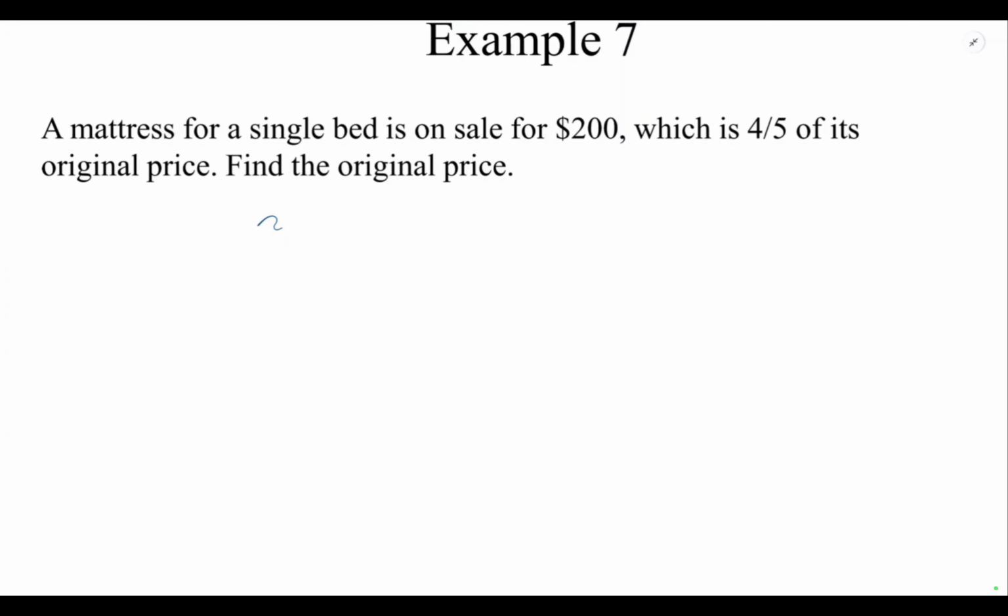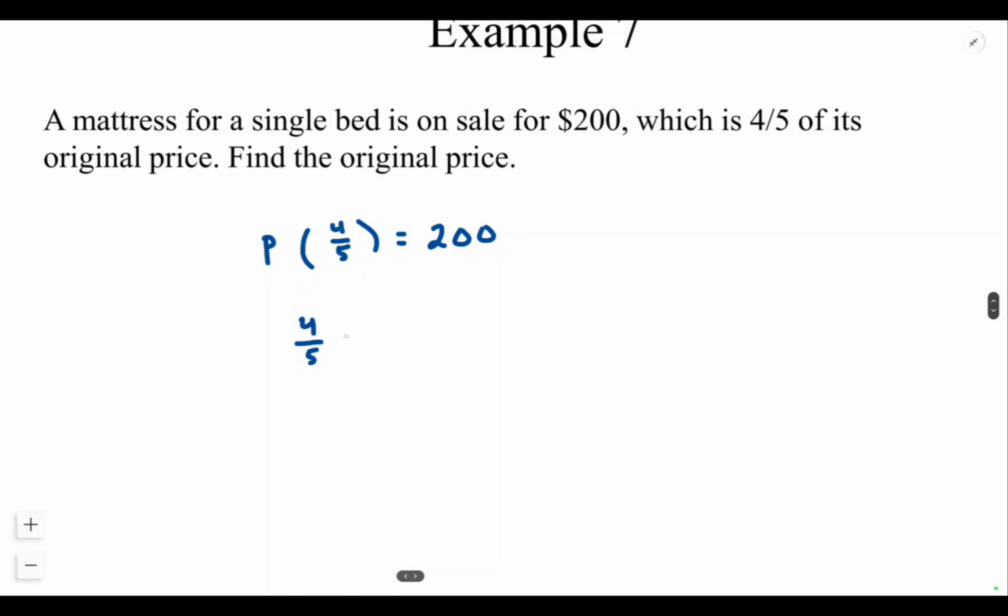Let's use P as our original price. Then we multiply that times our 4/5, and we say that's equal to what? The 200. You can write this different ways, all right? So we basically have 4/5 times P is equal to 200.